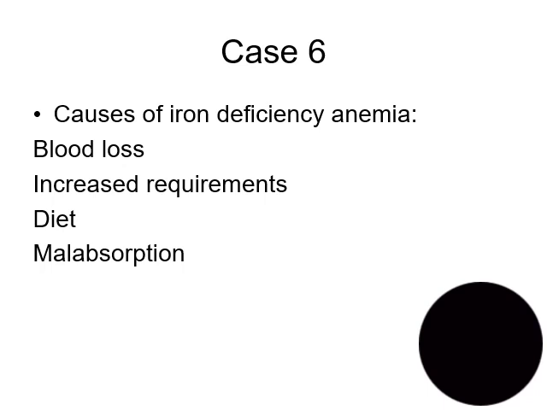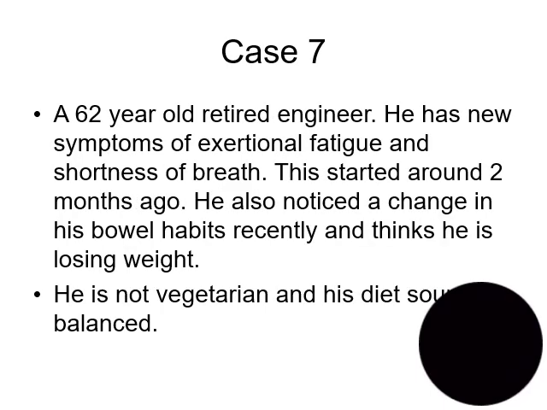So these are the main groups, and to show how it can be different from one patient to another, here is another example. Case number 7 is another example for iron deficiency anemia, also caused by another cause, because the context here is different. So this is a 62-year-old retired male patient. He has new symptoms of fatigue and shortness of breath again. It started around 2 months ago.